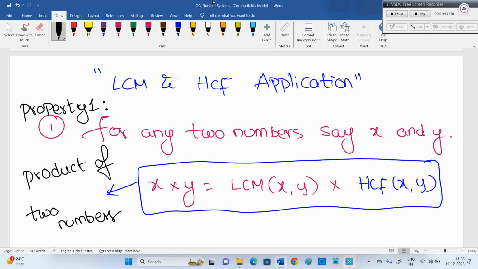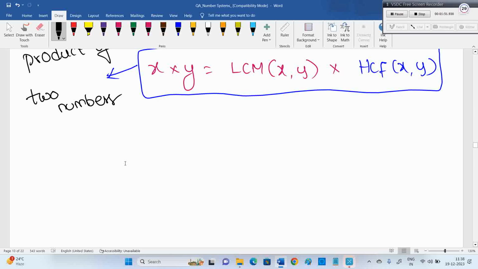Sir, I want proof, sir. You take any two numbers, sir. Try LCM and HCF, you can identify that. Just go with any two numbers. What are the two numbers? You just tell me any two numbers. 10 and 15. Okay. So what is the LCM for 10 and 15? What is the HCF for 10 and 15?